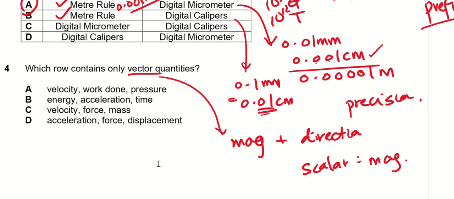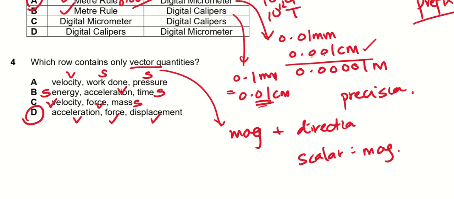Okay, so vector, this is vector, work done is scalar, pressure is scalar, energy scalar, acceleration vector, time scalar, velocity vector, force vector, mass scalar, acceleration vector, force vector, displacement vector. So answer is D. So you might want to make a list of vector and scalar quantity and to memorize it. Okay, you also need to know what are the base quantities and also the derived quantities.